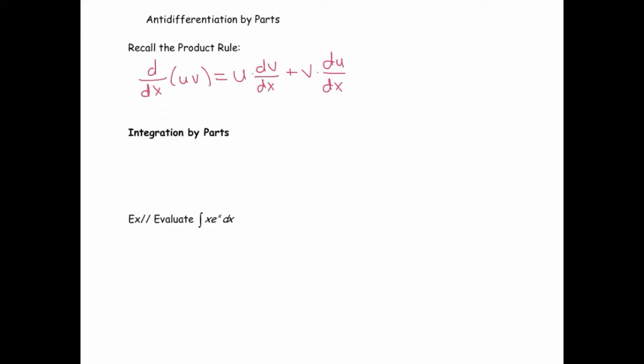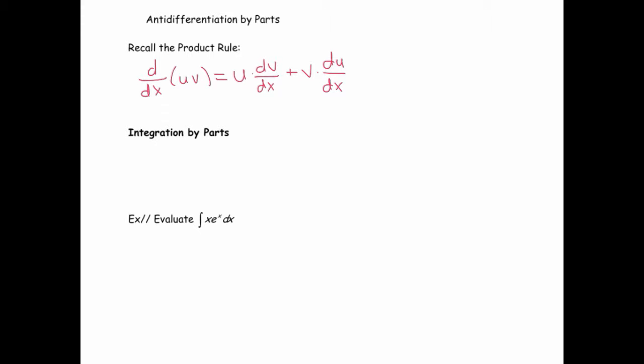Here we're going to look at a technique of integration, or anti-differentiation, called anti-differentiation by parts, which will help you if you're looking at an integral that has the product of two functions in it, one of which you can interpret as a derivative and the other one as an antiderivative. But in any case, it undoes the product rule, so that's why we're going to start here with the product rule.